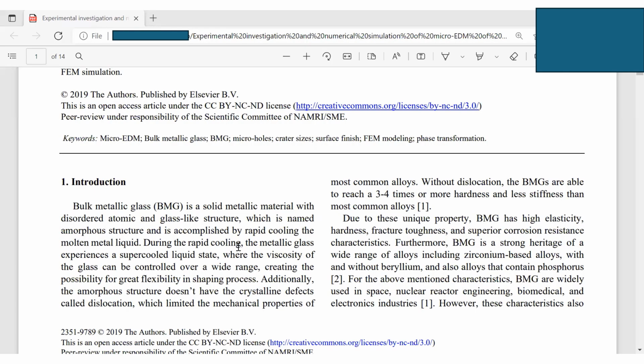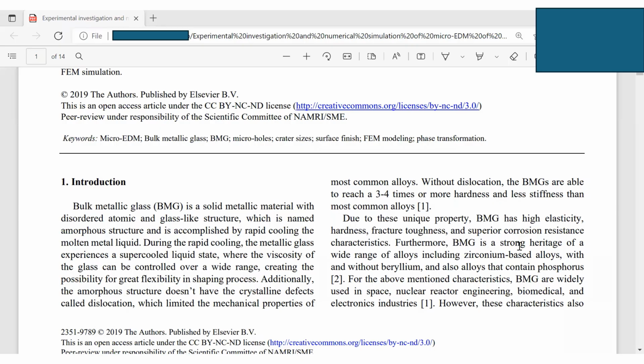I will ask you: what is metallic glass? How do we obtain metallic glass? And what beautiful properties does metallic glass have? The beautiful properties are high elasticity, high hardness, high fracture toughness, along with superior corrosion resistance. These are the beautiful properties of BMG.